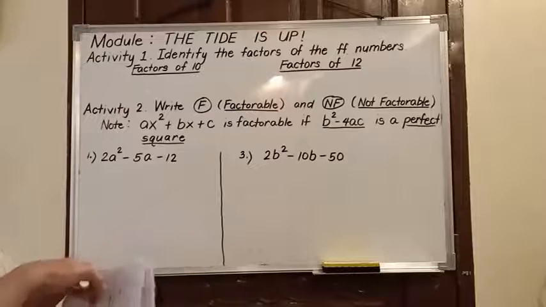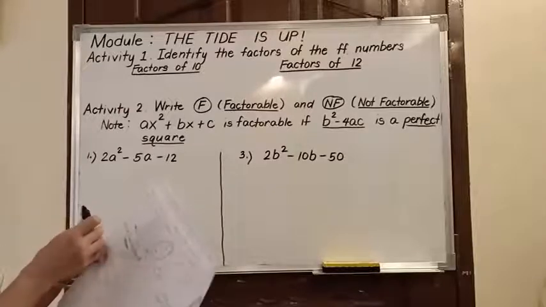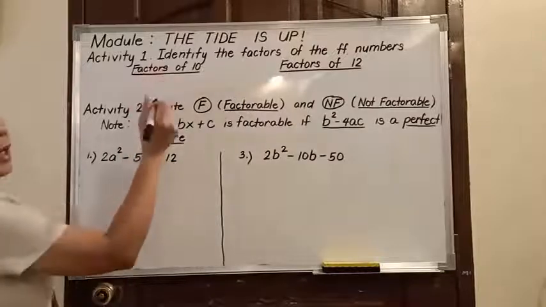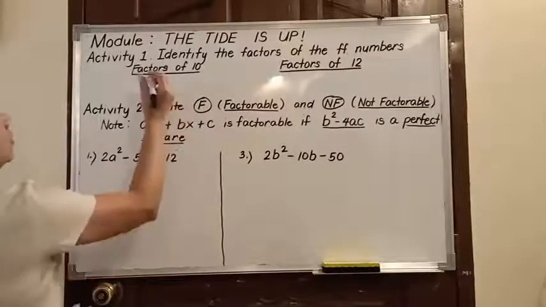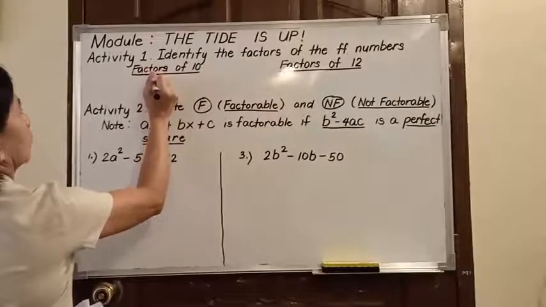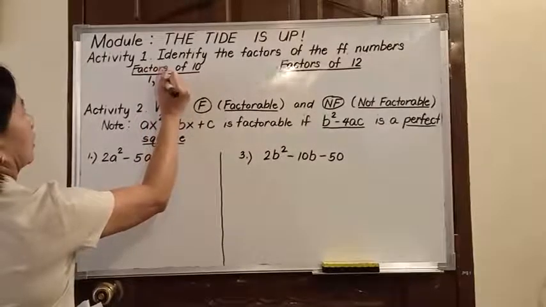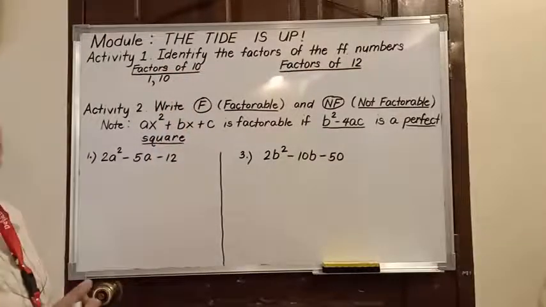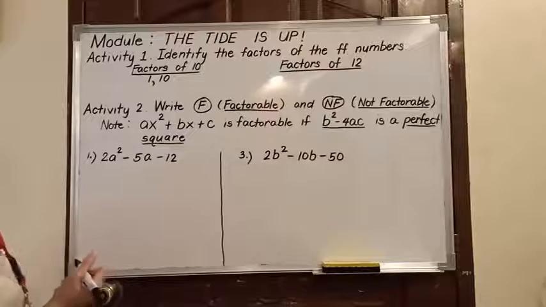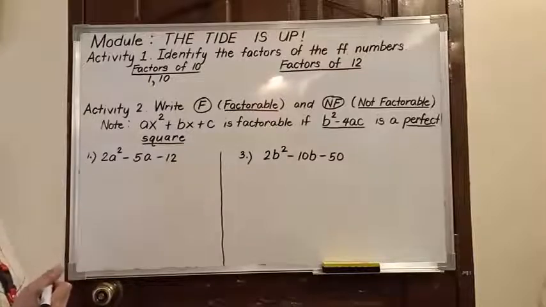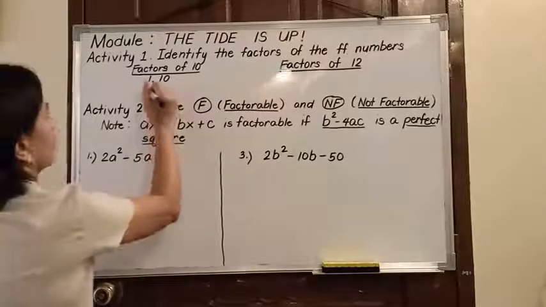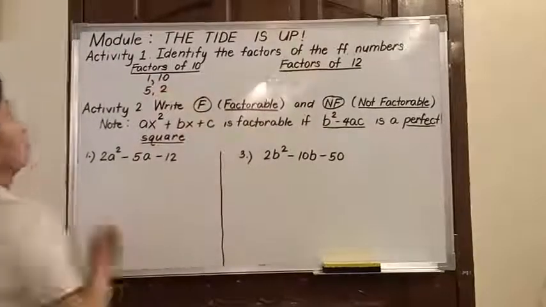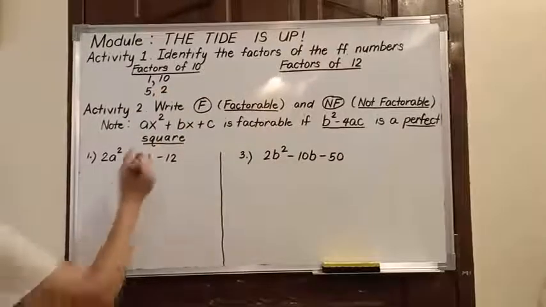So, for factors of positive 10, we have 1 and 10. Since 1 times 10 is 10. So, 1 and 10 are factors of 10. Another set of factors: 5 and 2. Since 5 times 2 is also positive 10. 5 and 2. So, these are the factors of 10.